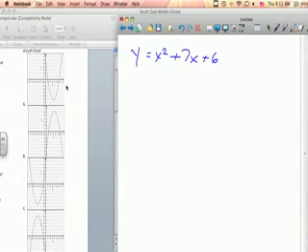Now, fortunately, the graph crosses the x-axis twice. So in all the cases, y is going to be 0. That's good for us. It helps us with our substitution. And so now we just got to figure out which ones would work and which ones wouldn't.